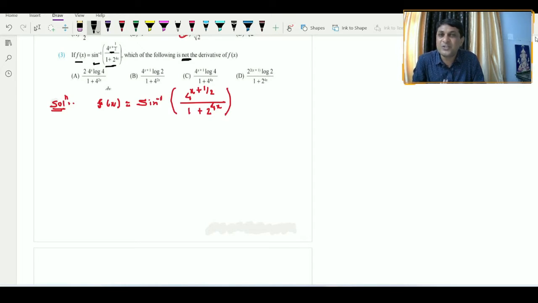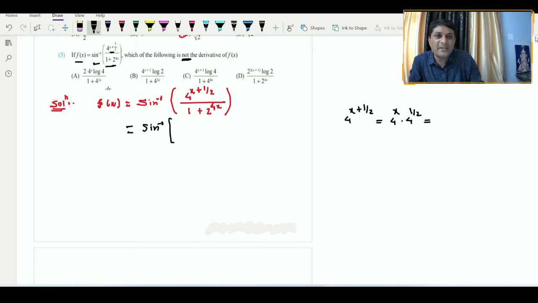To check whether which option is not derivative, first we have to find out derivative of this function. So let us differentiate it, but before differentiating here we can observe that the function is inverse trigonometric function. तो ऐसे केसेस में हम इसे पहले सिंप्लीफाई करते हैं. तो यह न्यूमरेटर में देखिए क्या है 4 raised to power x plus 1 by 2. According to laws of exponent it can be written as 4 raised to power x into 4 raised to power 1 by 2. अब यहाँ पे ध्यान से देखिए 4 raised to power 1 by 2 means square root of 4 that is equal to 2.